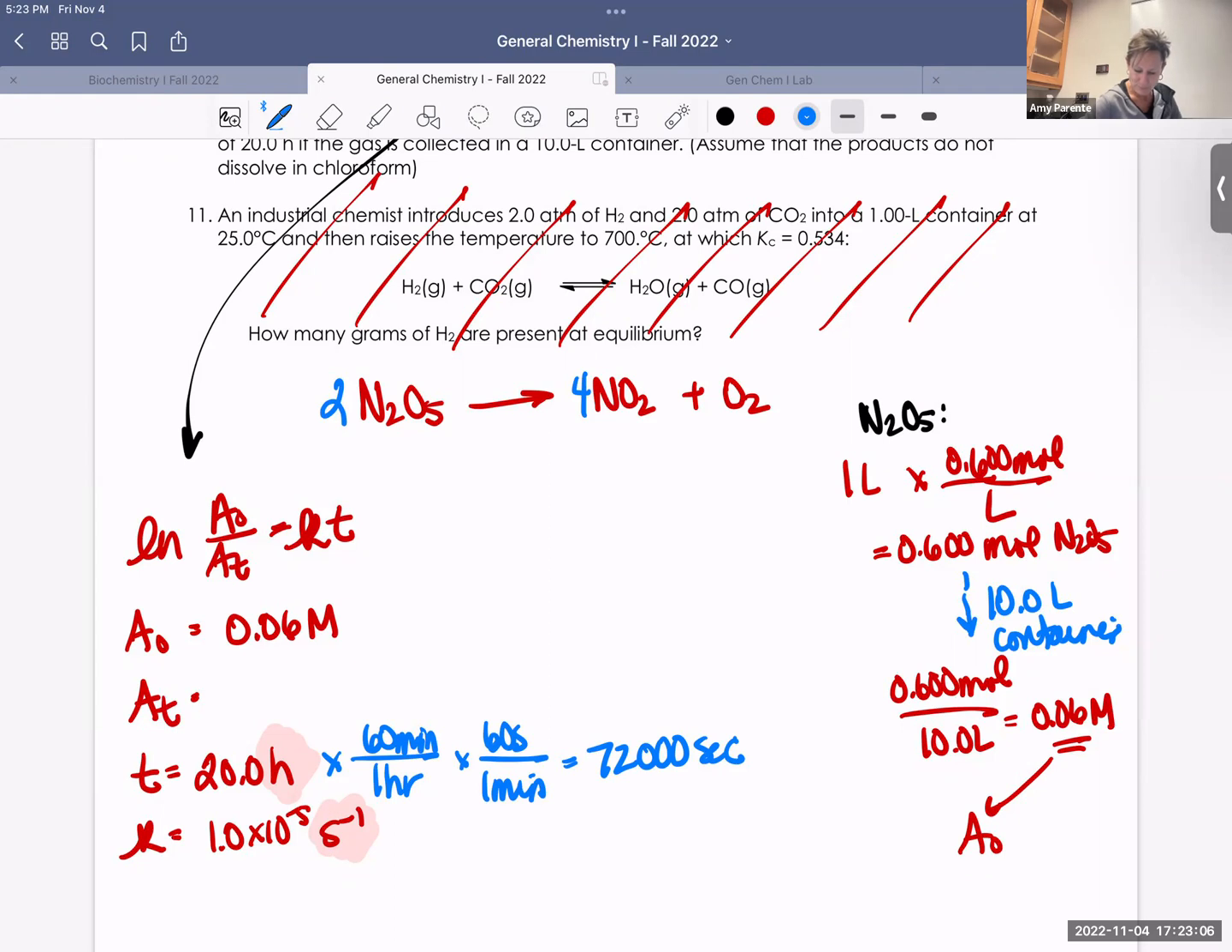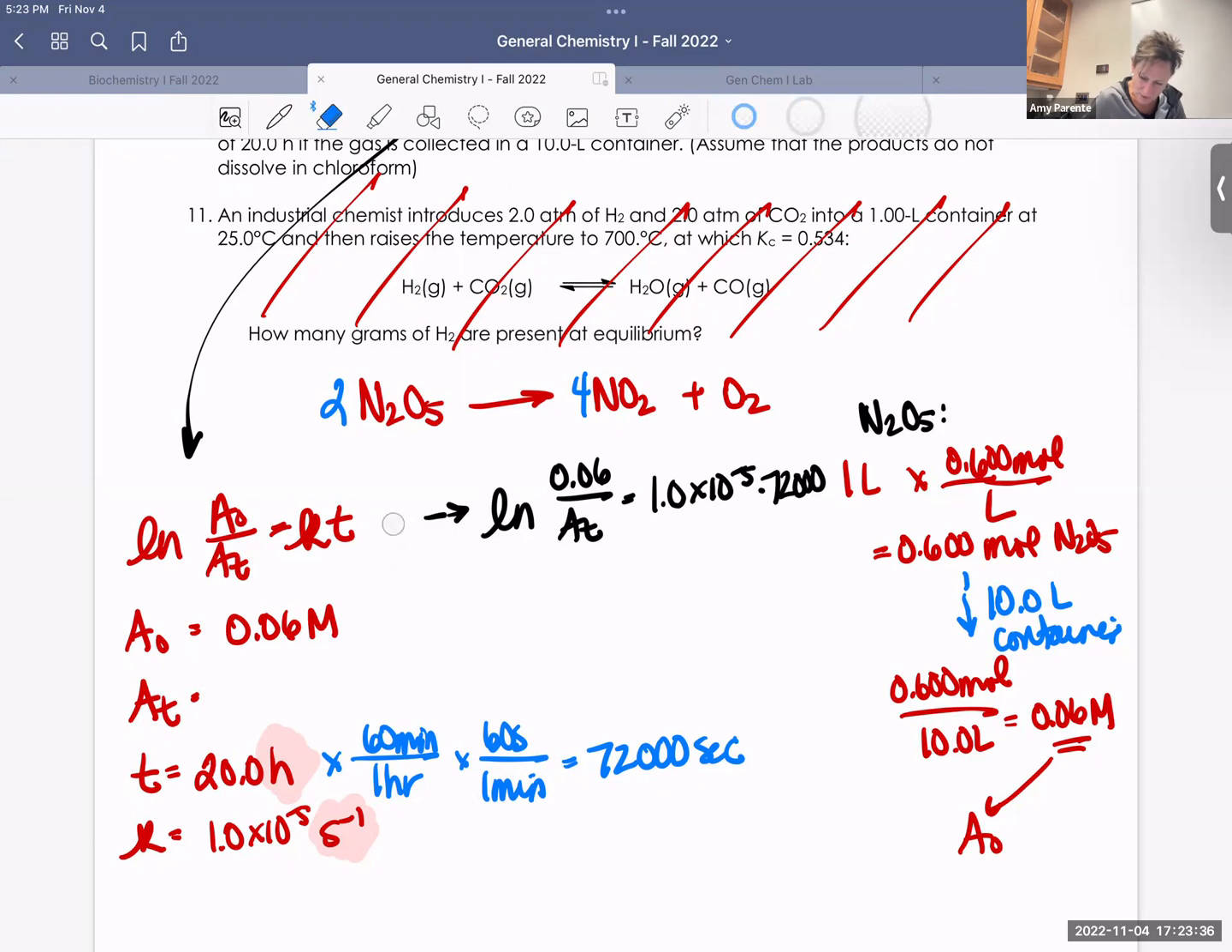Okay. Now what we're going to do is solve this equation for A sub t. So I'm going to have the natural log of what I start with, 0.06, divided by what I end up with, A sub t, equals my k, which is 1 times 10 to the minus 5th, times my 72,000. I'm going to move my stuff over here a little bit.